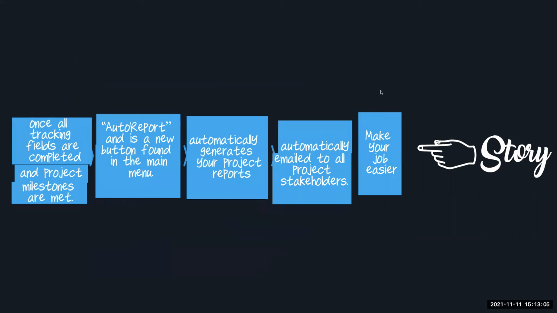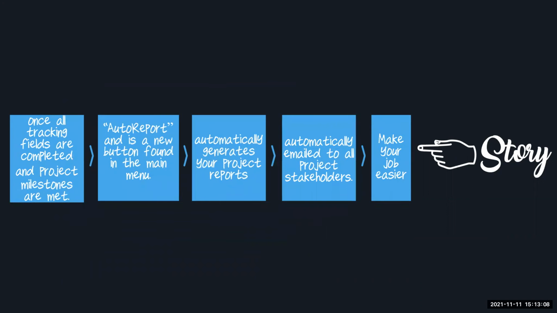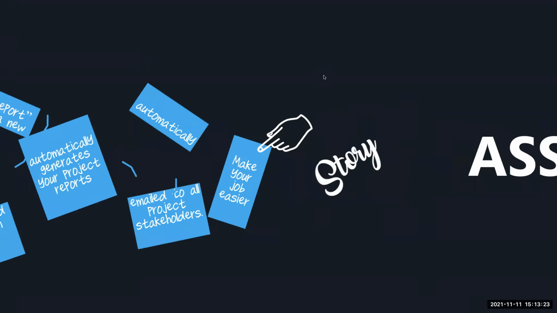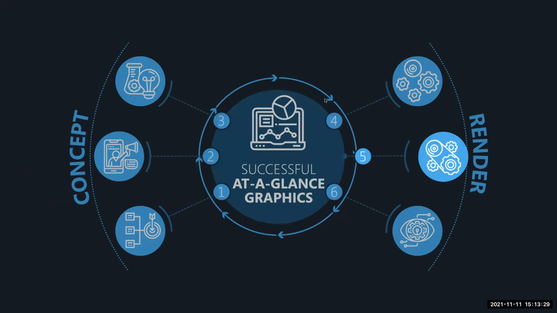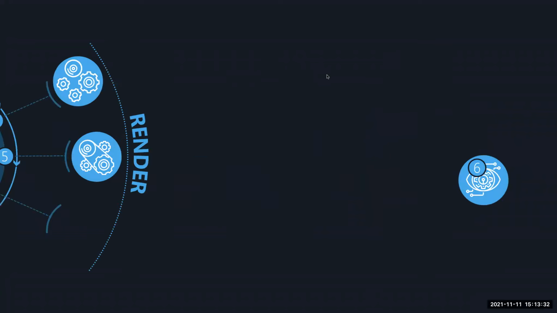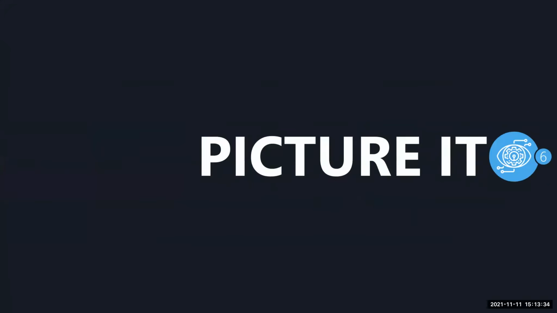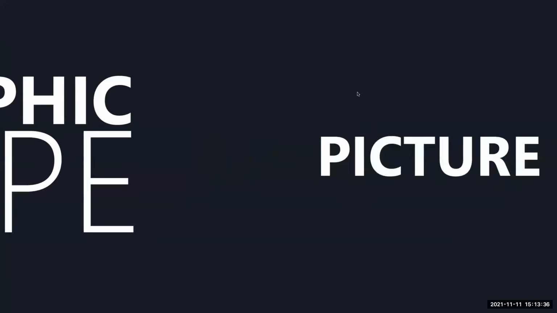So now what I'm saying is once all the tracking fields are completed and the project milestones are met, you click on auto report, which then automatically generates your project reports, which then automatically emails them to the project stakeholders. And therefore your job is easier. So I have now told a story and I'm getting much, much closer to a graphic. The next thing in my process is I need to picture it. I need to visualize what I'm trying to communicate.